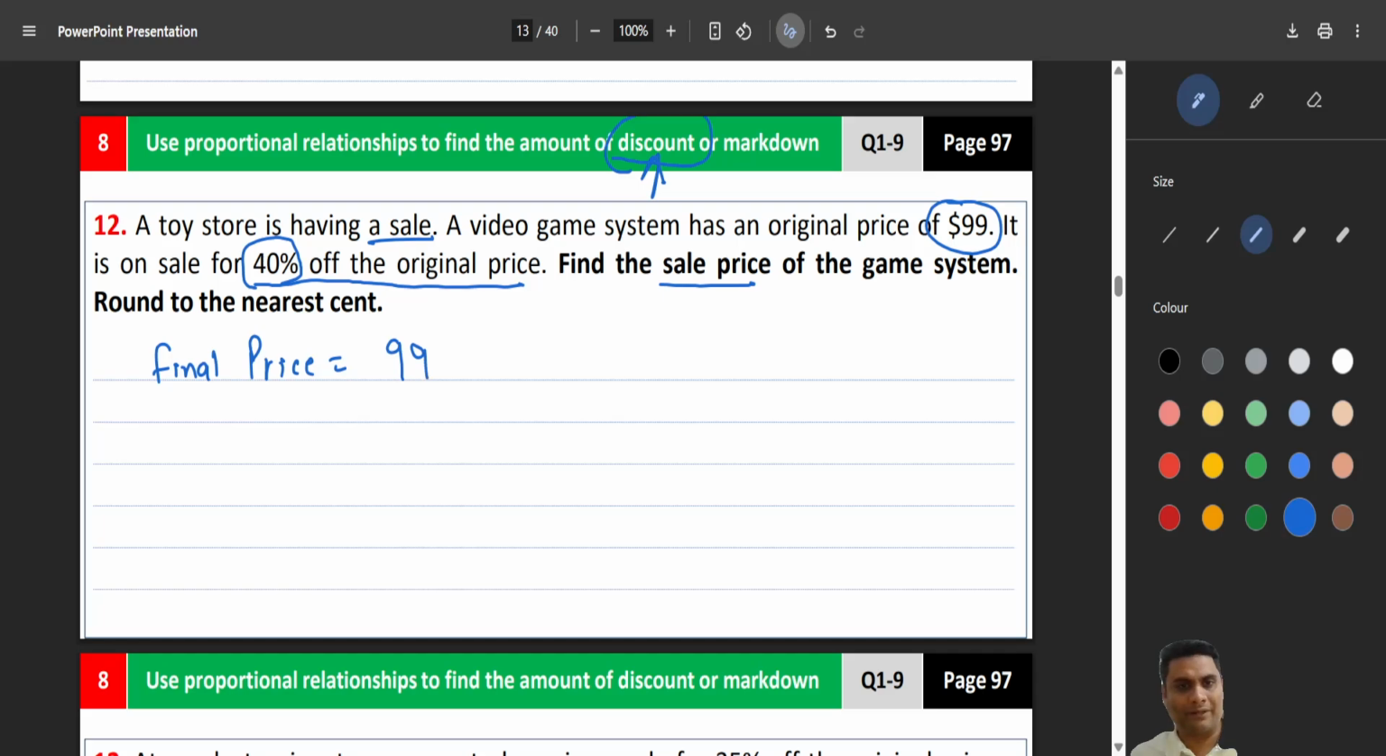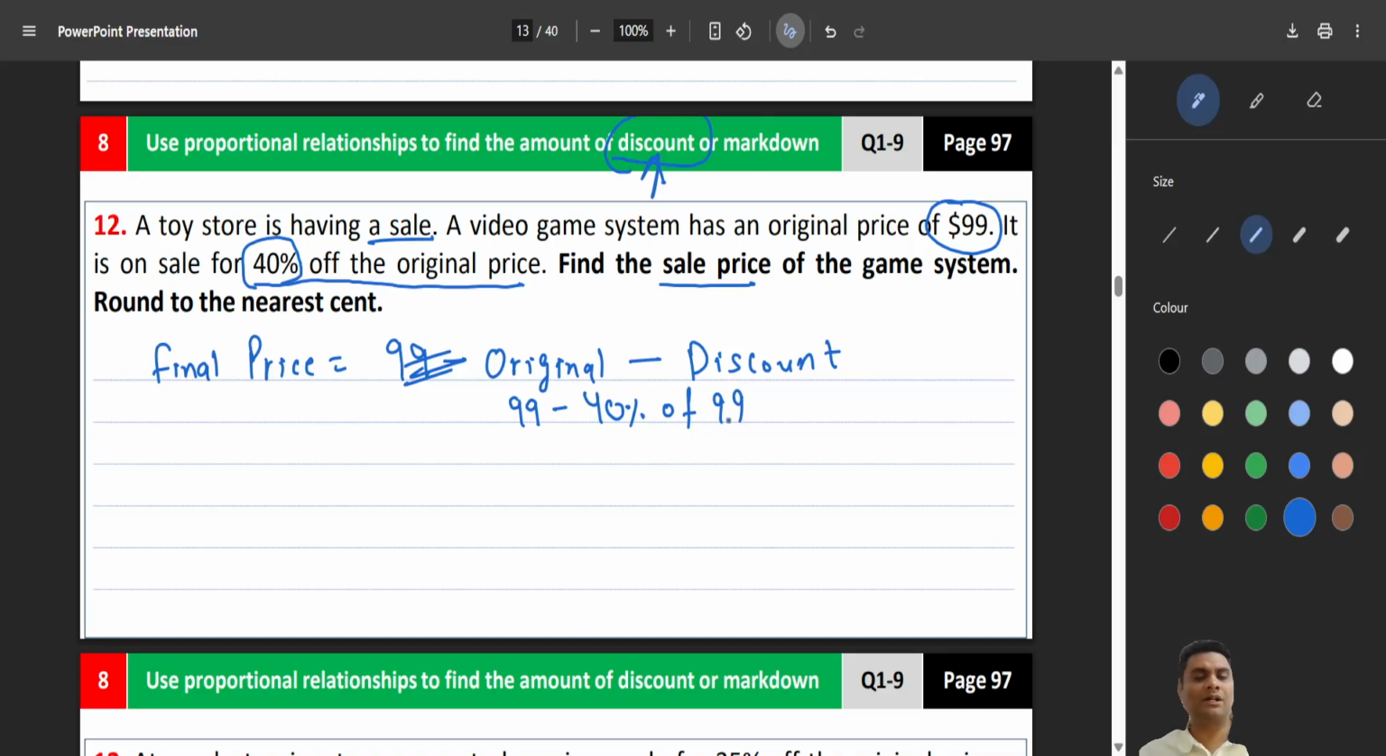The final price will be 99, the actual price, minus the discount. Let me write it for you. The original price minus the discount will give me the sale price. So the original price is $99 minus the discount, 40%. 40% of 99. We always charge the percent on the price of the item.